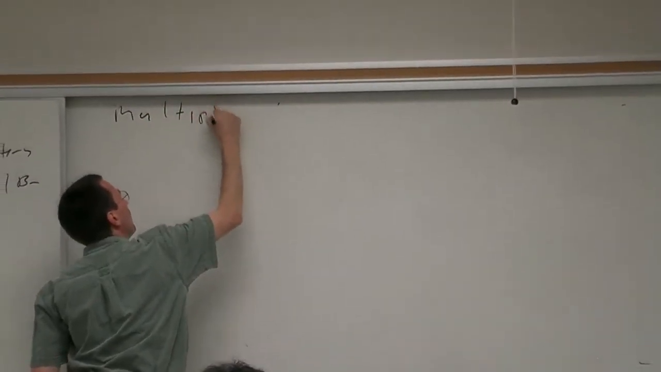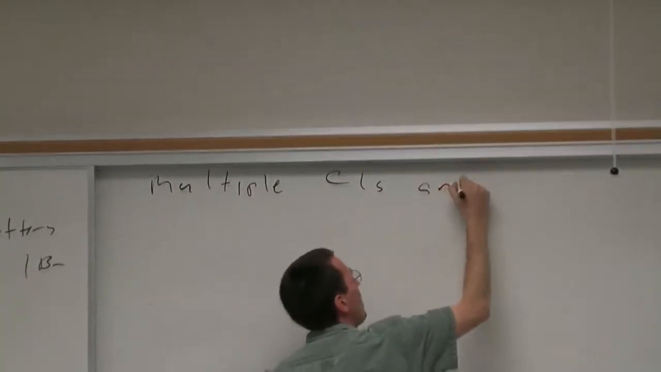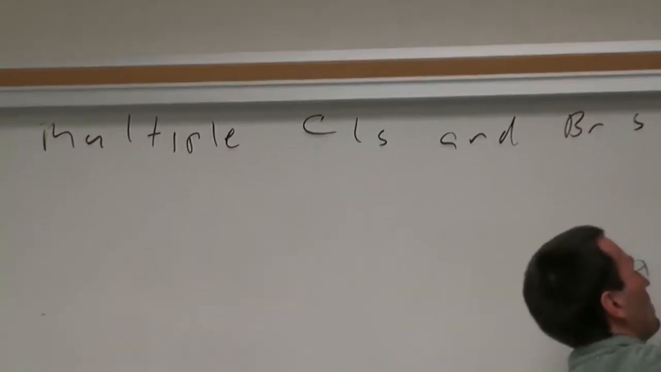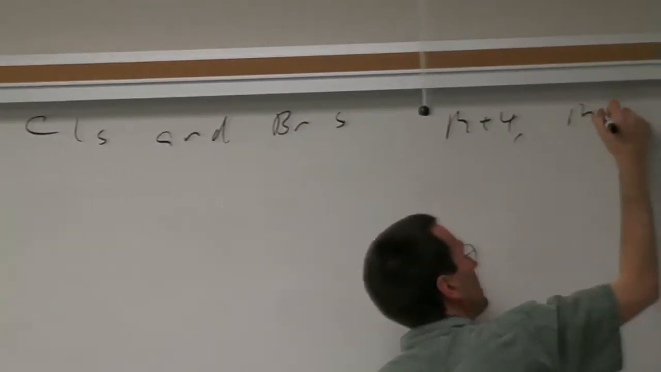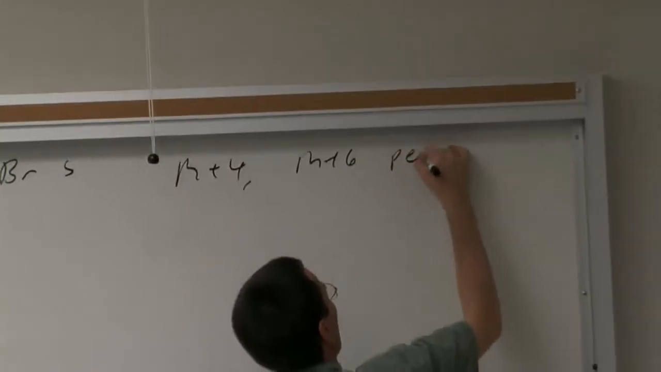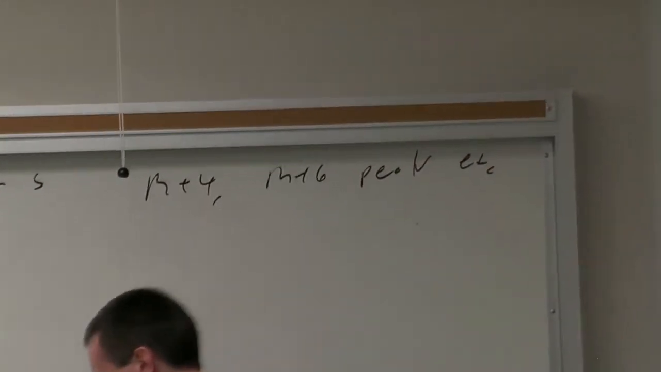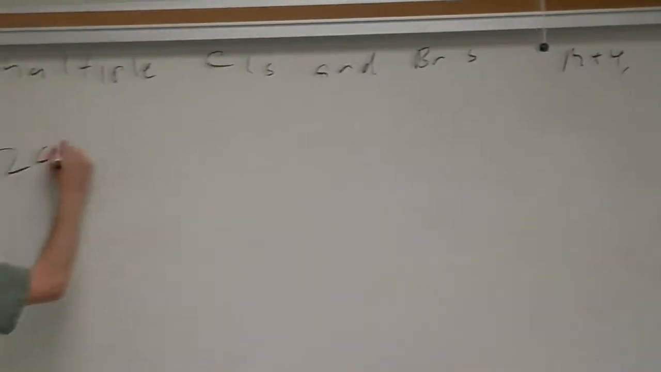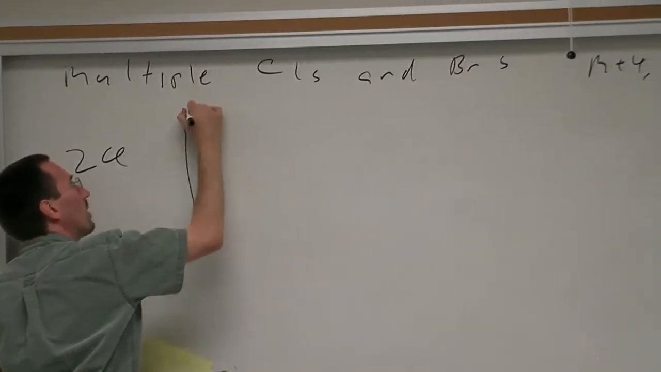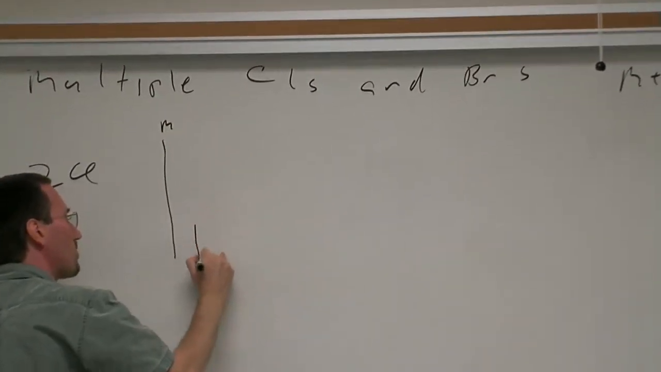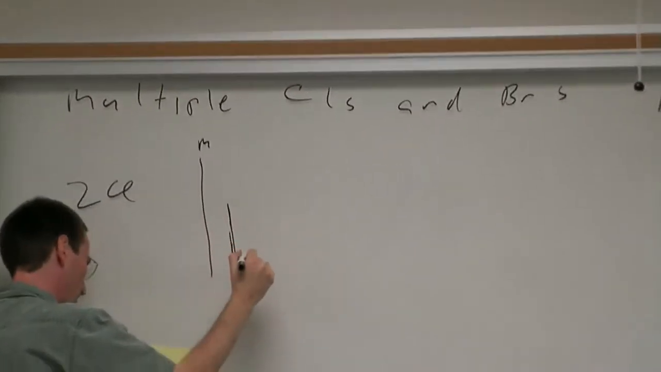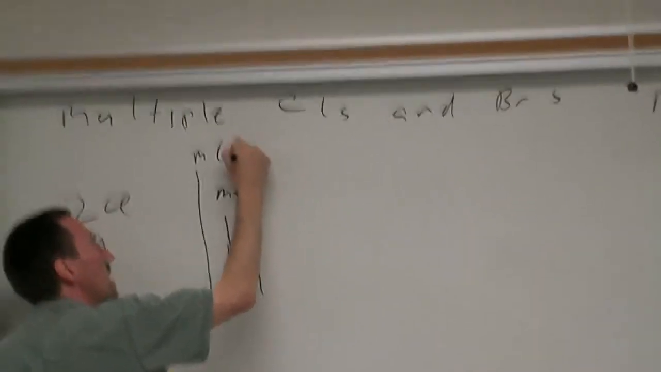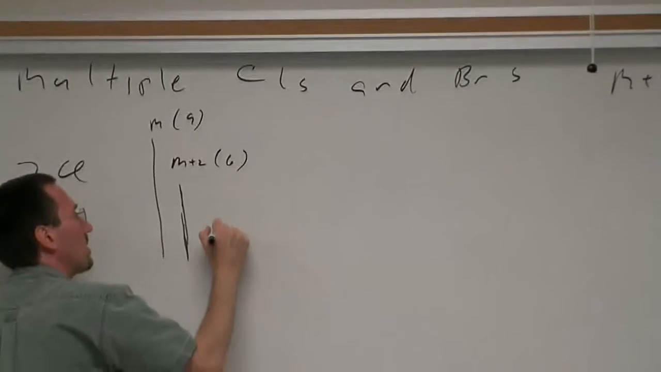So if you have multiple chlorines and bromines, you can have M plus 4, M plus 6 peaks, etc. So for example, you will get different patterns. If you have 2 chlorines in a molecule, you'll see a peak, and then another peak at M plus 2. That's about 2/3 of the height, and then a peak at M plus 4. We'll call this 9 to 6 to 1.